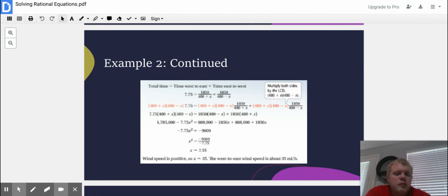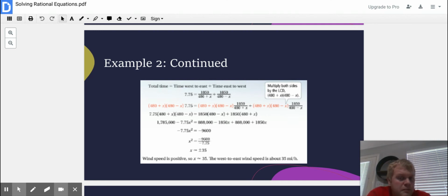What we have right here is when we combine these and then subtract that 1,785,600, those end up canceling out. Or not canceling out, it ends up leaving us with negative 9,600 there. Those x's are the ones that cancel out. From there, again, we're trying to get x by itself.